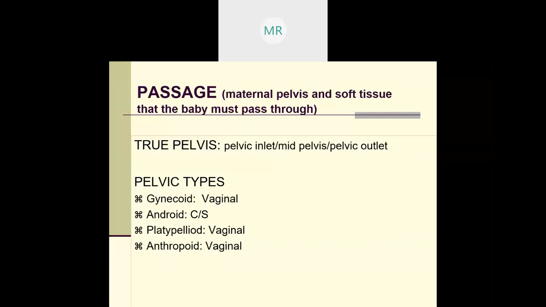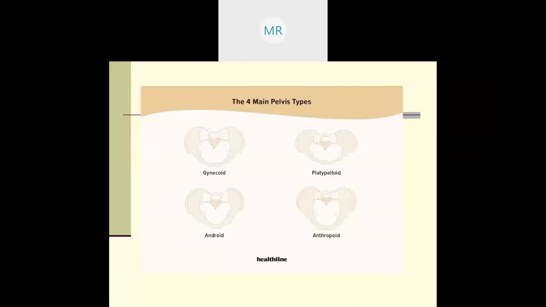Now, the different types of pelvises and their diameters are going to influence the descent of the fetus, the progression of labor, and the type of labor. So gynecoid, and we're in the picture so that you can see it. Gynecoid, about 50%, which is this one right over here. Common, normal, spontaneous vaginal deliveries.